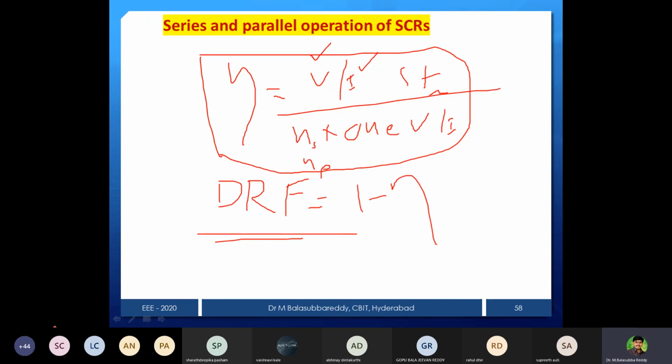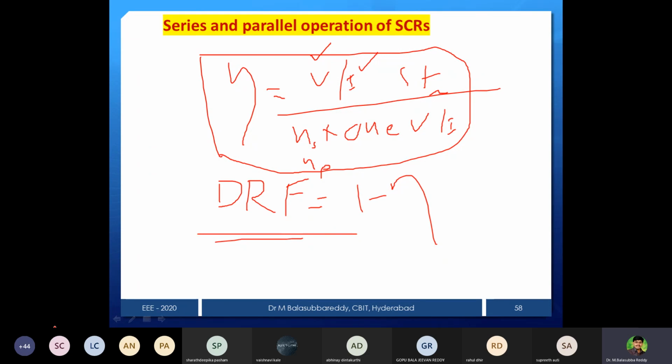In some cases, even though 10 SCRs are sufficient, I will use 12 SCRs or 13 SCRs. Then what will happen? You are investing more because we are using more devices than your requirement, but reliability will be more. The reason is that the chance of failures is less.